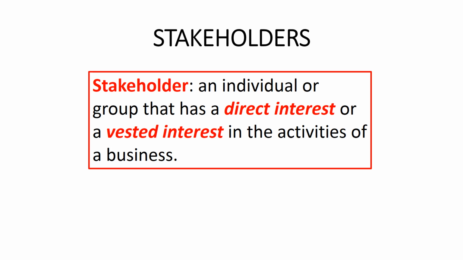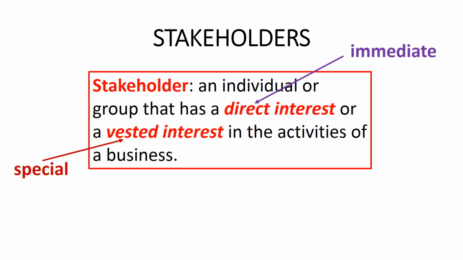Another word for a direct interest is an immediate interest, and another word for a vested interest is a special interest. One example of a group that has a direct or immediate interest, as well as a vested or a special interest in the activities of a business, is employees. Employees have a direct or immediate interest in the business that employs them because they work in the business. Employees also have a vested or special interest in the business that employs them because if the business doesn't succeed, then those employees may have to take a pay cut, or at worst, they may even lose their jobs.